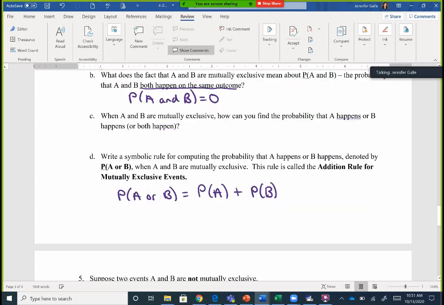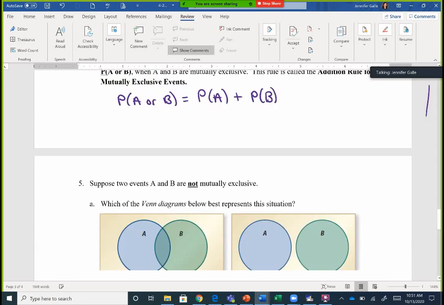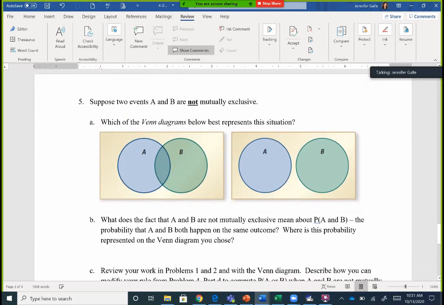Now if they're not mutually exclusive, what does that look like on our Venn diagram? They're going to overlap. They're going to have the possibility of both things happening on the same outcome. There's going to be that overlap. There's going to be those double counts.